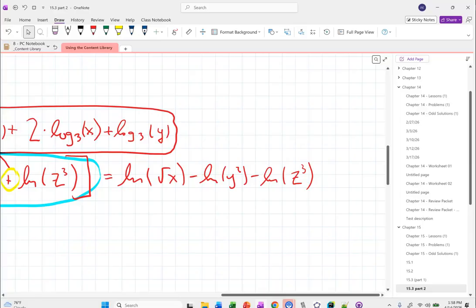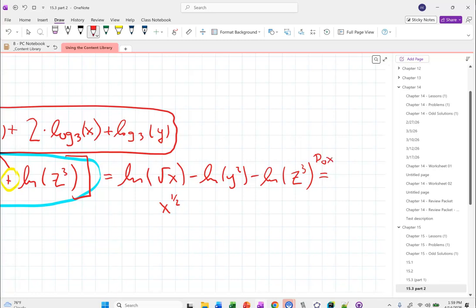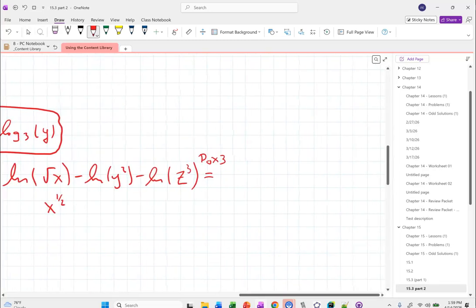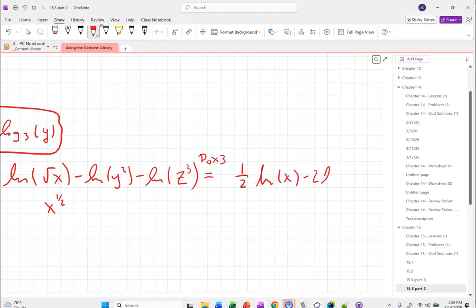How many power properties do you see here? 3 is correct. So 2 of them should be really obvious, the y squared and the z cubed. Where's the third one? The square root. Why is there a power property on the square root? It's technically x to the 1/2. Yes, good. So we have 3 power properties we can do. So we just move those exponents into the coefficient, and we're done.